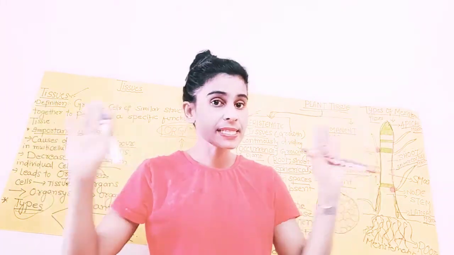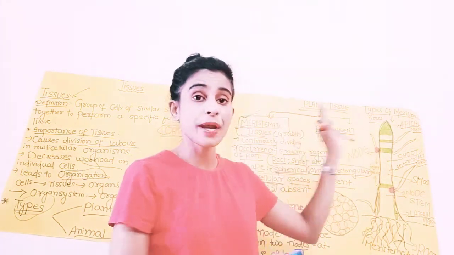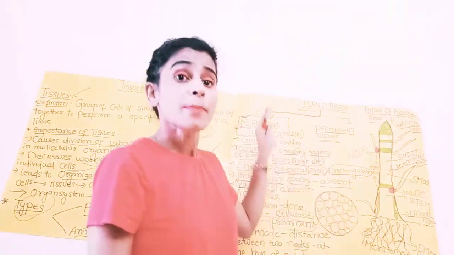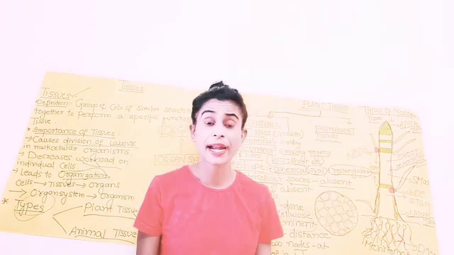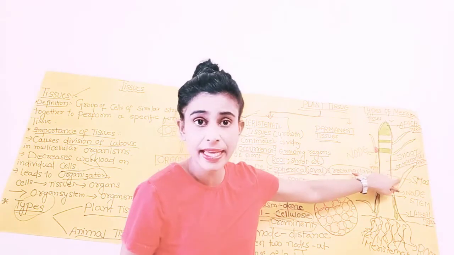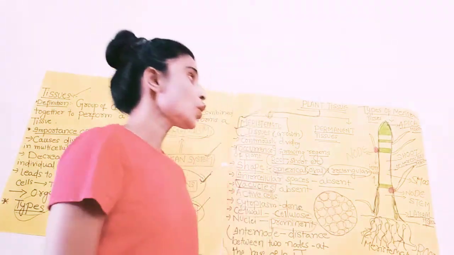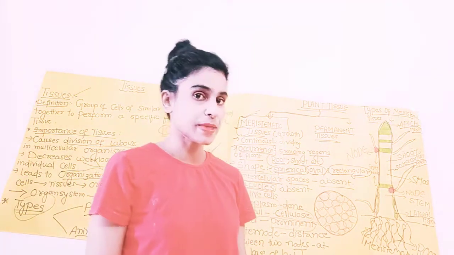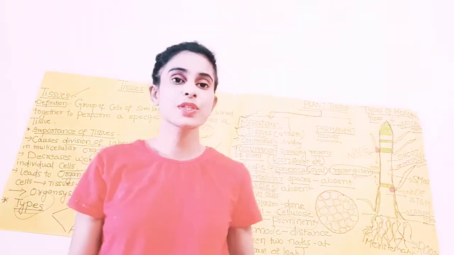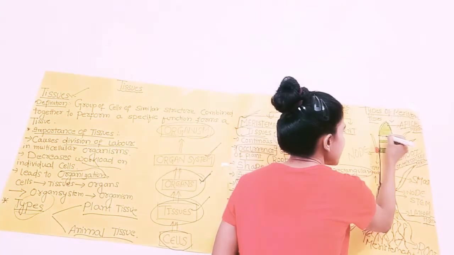Tissues: plant tissues and animal tissues. Plant tissues are divided into two: meristematic tissue and permanent tissue. Now, meristematic tissues are again divided into three types: apical meristem, intercalary meristem and lateral meristem. So, apical meristem, where is it present? At the tip of the shoot. I told you, shoot is above the stem. At the tip, this area.